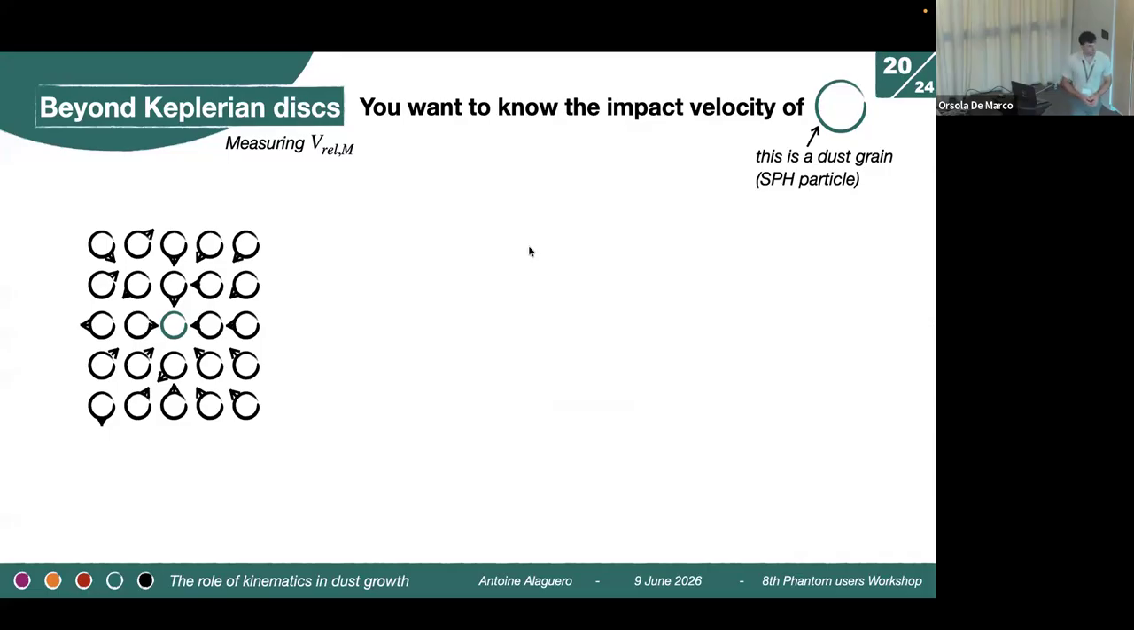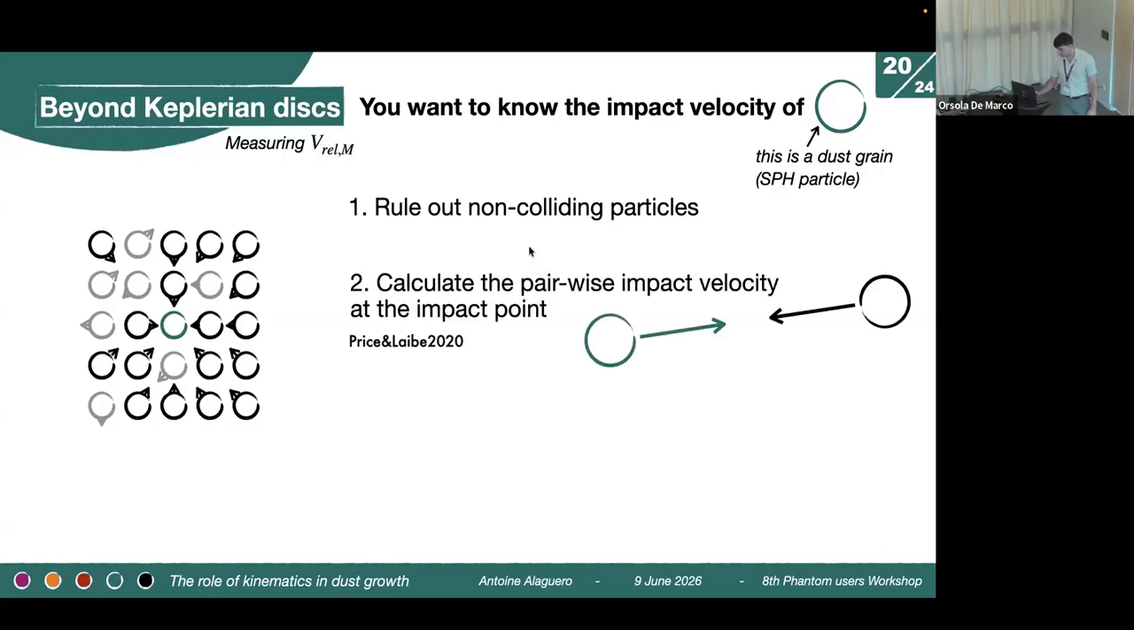And the method to do that is as follows. So we end up in this situation where we want to know the relative velocity of the field of particles compared to that central particle. So what you have to do in order to do that is first you rule out the particles that will not collide or intersect trajectory with your particle of interest.